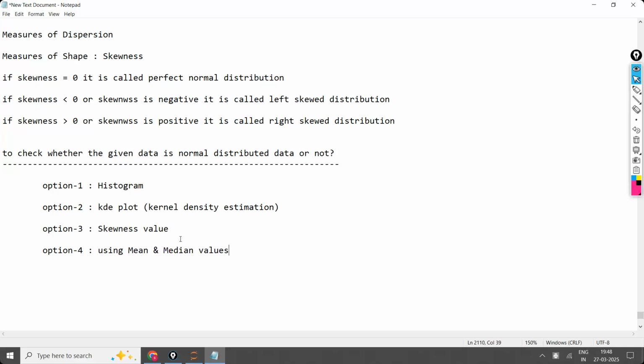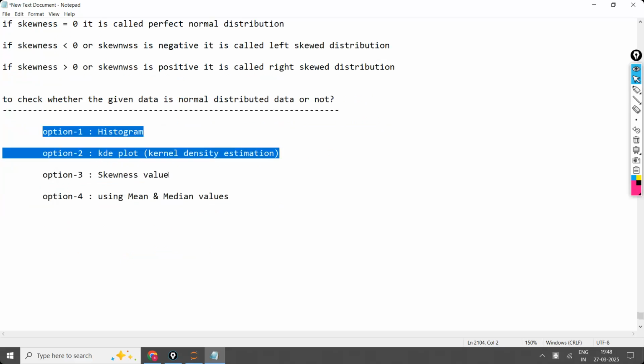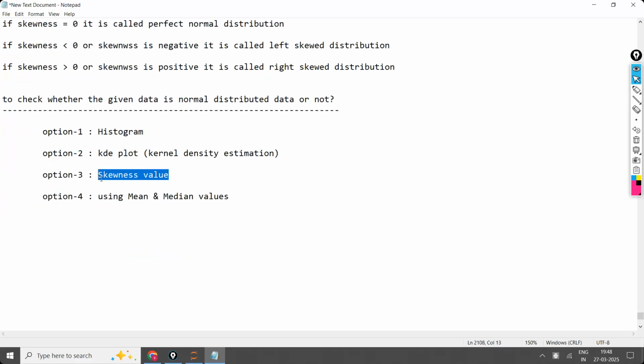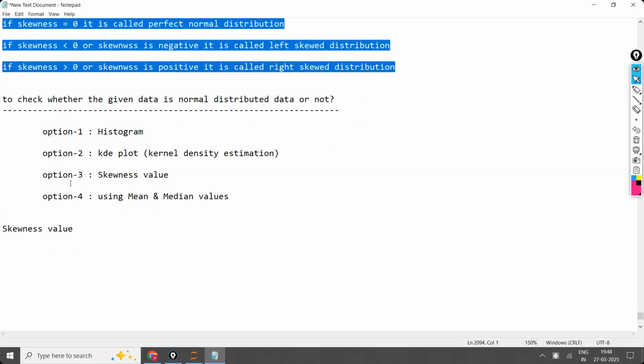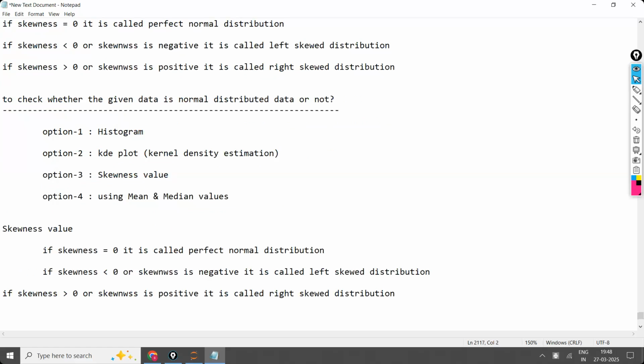Out of which, skewness is the best one, as it directly gives the value. If you want to present to others, we represent it plot-wise. Now, I already told you about skewness-wise. How do we check it? Based on the skewness value, how are you going to say whether the data is normally distributed or not? If the skewness is 0, less than 0, or greater than 0, based on the skewness value, that is option number 3.